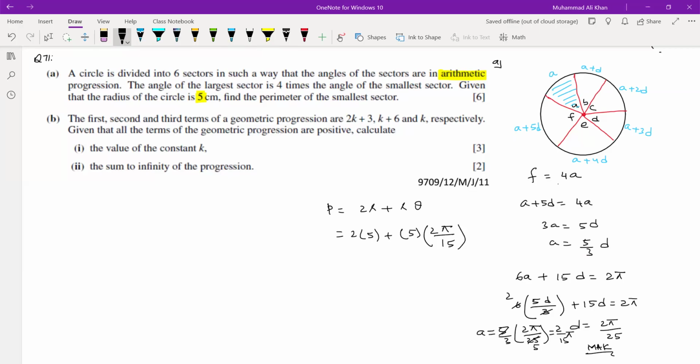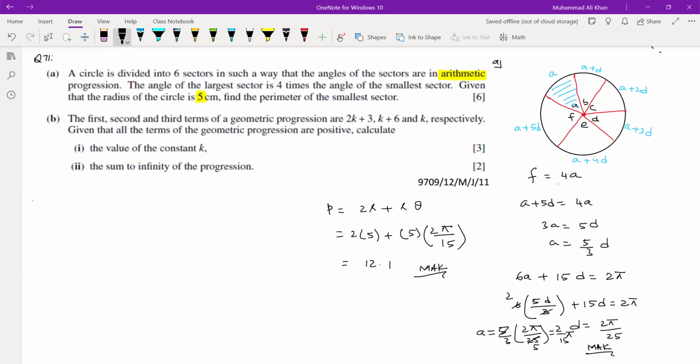What is the final answer? Yes, calculate the final answer. 12 point... okay. 12.1 is the perimeter. Are you clear? Clear? Boys?